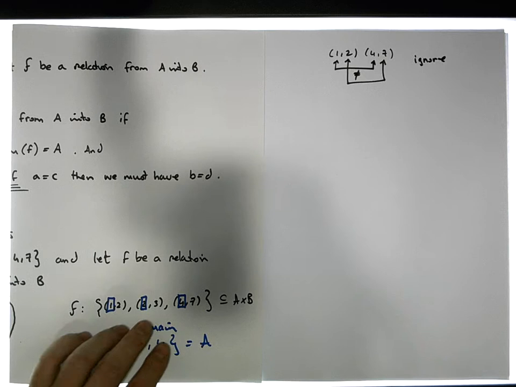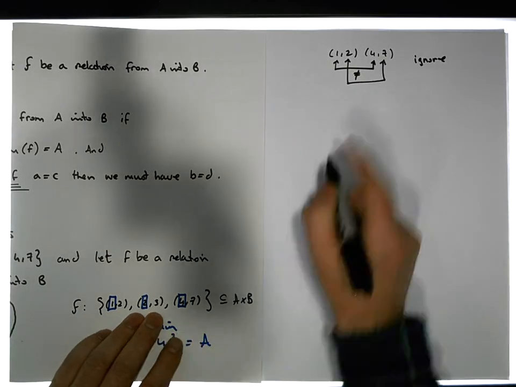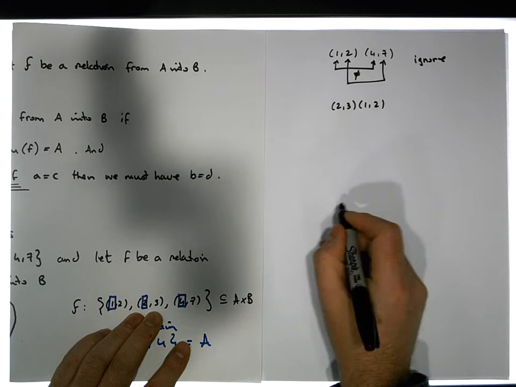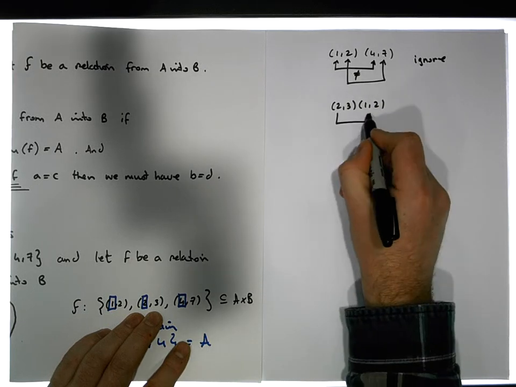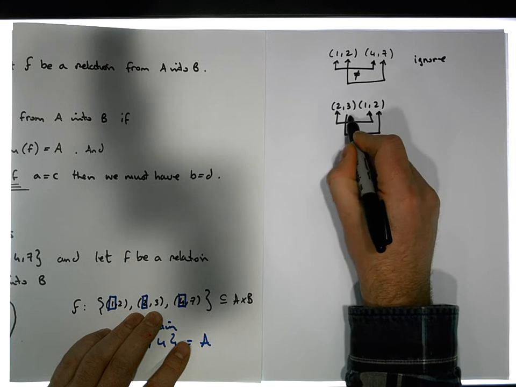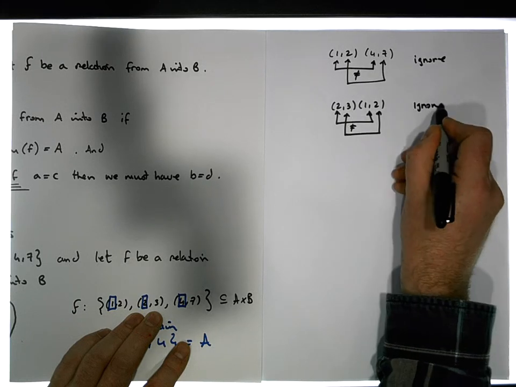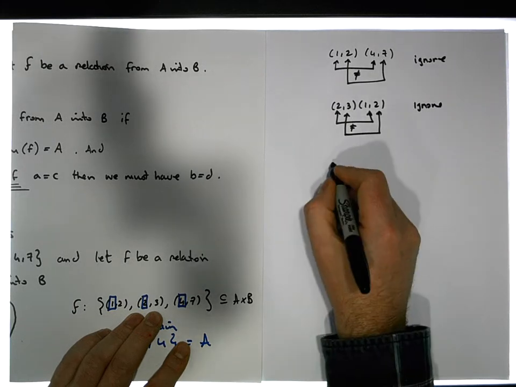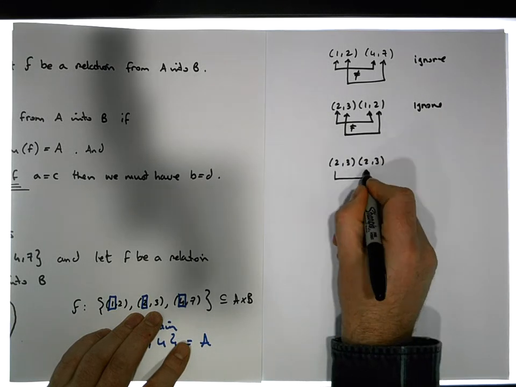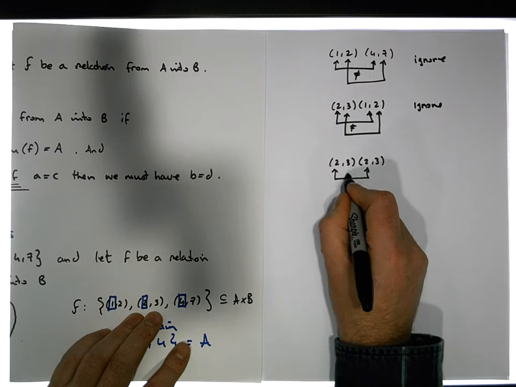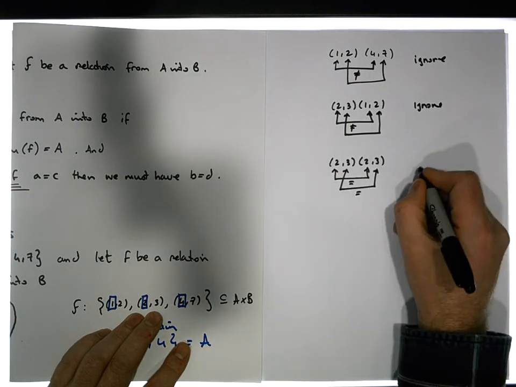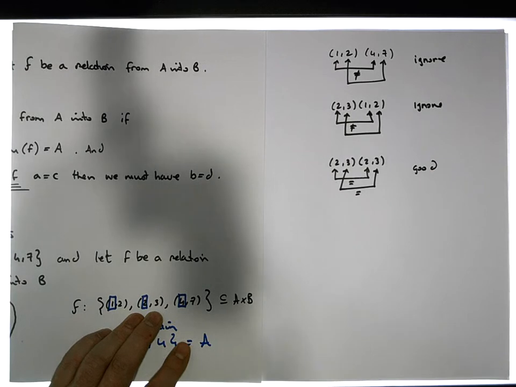What else could we have? We could have 2 with 3, and we could have 1 with 2. Okay. Well, once again, they're not the same. They're not equal. So I can ignore this particular condition here. Okay. What else have we got? We have 2, 3 with 2, 3. Okay. Well, they're the same here. So I need to check the second condition. Okay. That these two things are equal, which they are. So that's good. Okay. And we continue in this particular fashion.